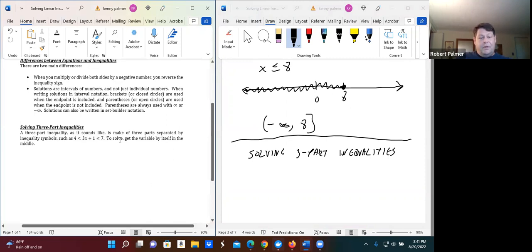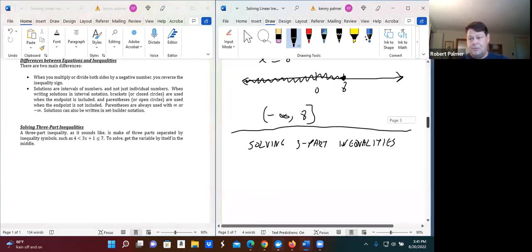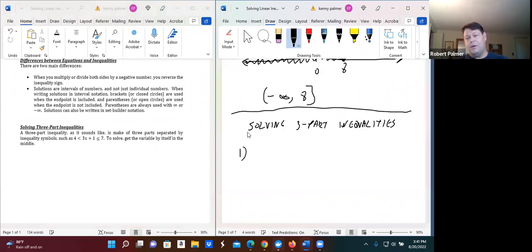To solve, same concept: get the variable by itself in the middle. All our rules work the same way. Whatever you do to one part, do to all parts. And if you multiply or divide any part by a negative, you just reverse your signs. Okay, so let's do 1 or 2 of these. Let's do number 1. We have 4 is less than 3x plus 1 is less than or equal to 7.